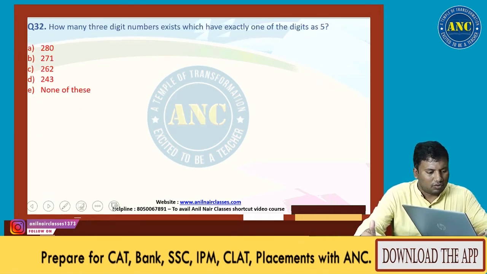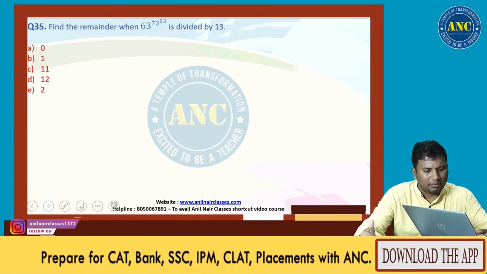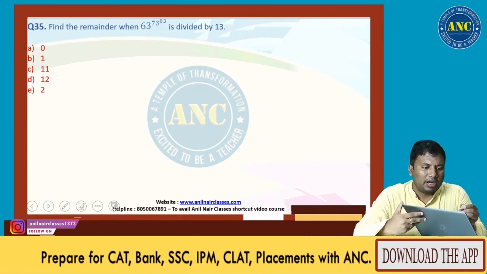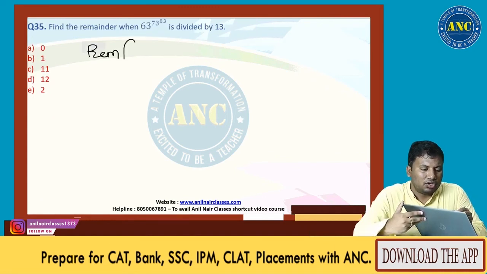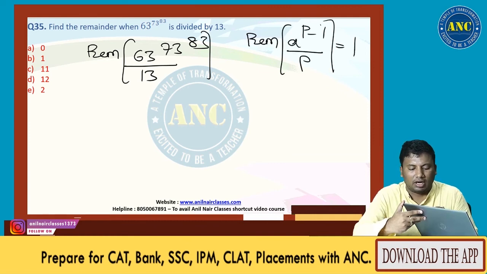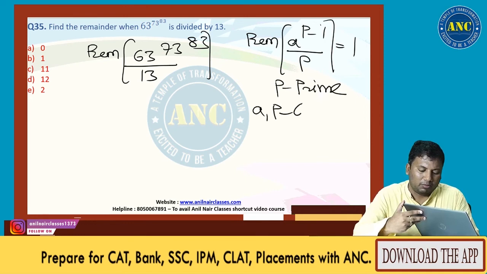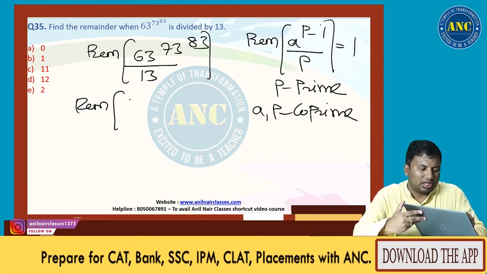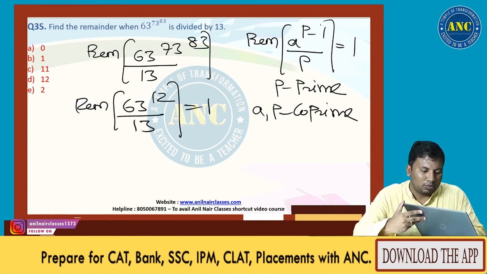Let us see if any other reminder questions are there. Reminder 1: 63 power 73 power 83 divided by 13. We just discussed this. A power p minus 1 divided by p is 1, where p is a prime number, and a, p should be co-prime. Don't forget the fundamentals. According to the theorem, 63 power 12 divided by 13 has to be 1.